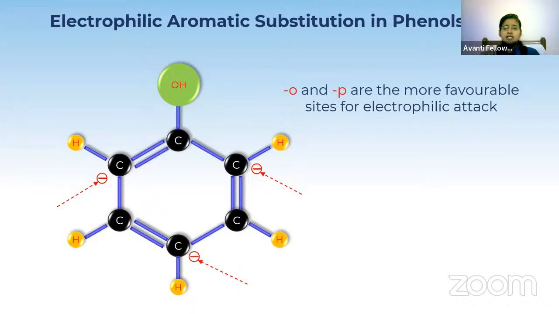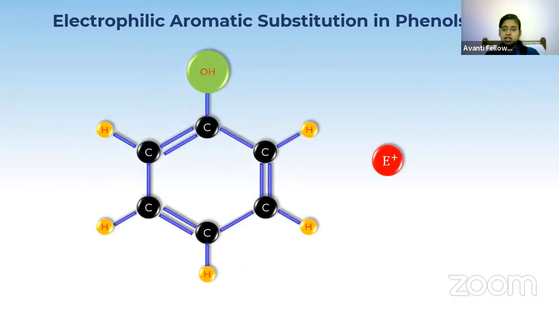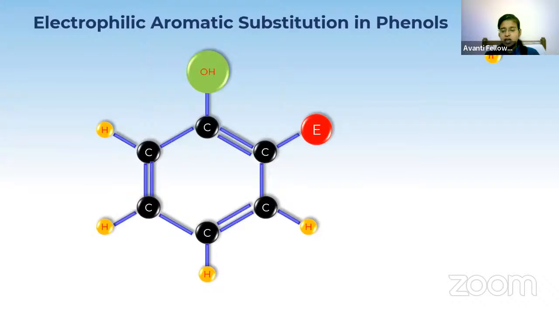What are electrophiles? Electron deficient compounds are called electrophiles, which are represented by E plus. So E plus will come and substitute one of the ortho positions, and the hydrogen will come out from the benzene ring, the phenyl ring. Or if it is coming and substituting in the para position, the hydrogen attached to the para carbon will be replaced by the electrophile. So this is the mechanism.